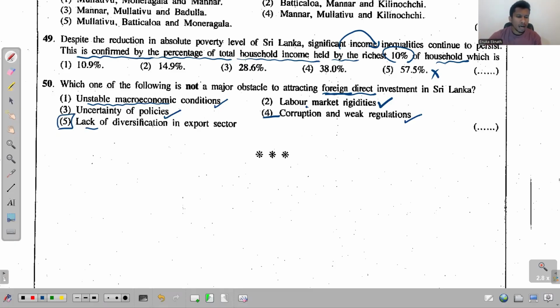And the fifth one, lack of diversification in export sector. See, this is not directly related to the foreign investments. This is a problem in our export sector. We haven't diversified the products. So that's why our export income is low. Export income low, it won't affect directly to attract foreign direct investments. Then this is not a major obstacle to attract foreign direct investment. So that's why fifth one is the answer for this question 50.